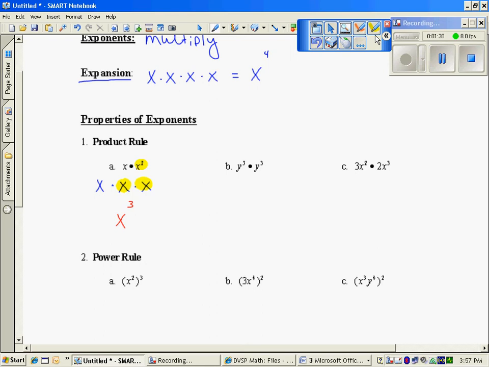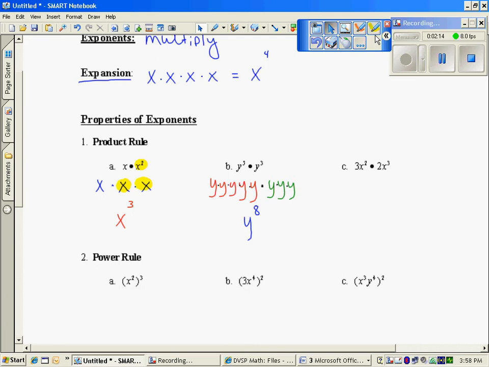y to the 5th times y to the 3rd. Again, I have y's being multiplied. I have 5 for the first y to the 5th, 3 for the second base y cubed. Notice they're all the same and they're all being multiplied. There's a big multiplication sign here, and there's ones between all of those y's. So I actually have 8 y's being multiplied. Notice the 8 is in the exponent position because it's multiplication, not in the coefficient position, which means addition.